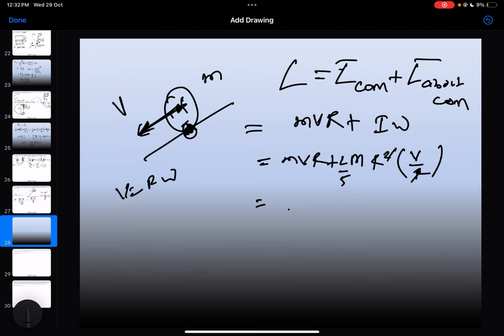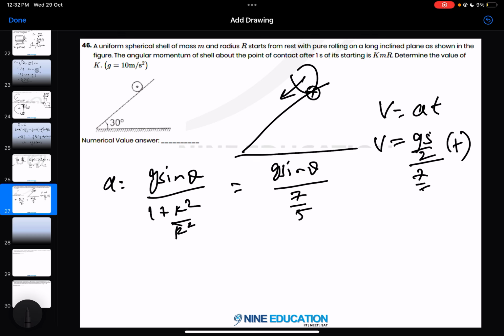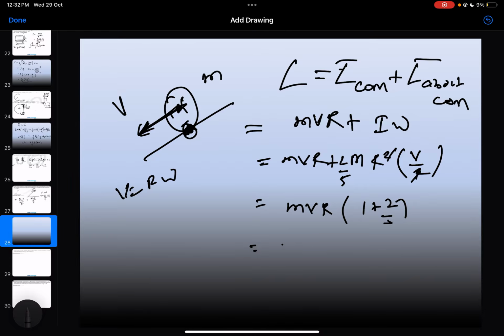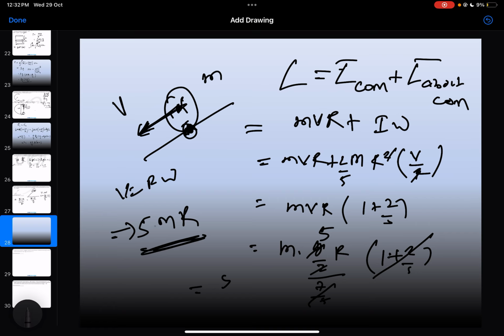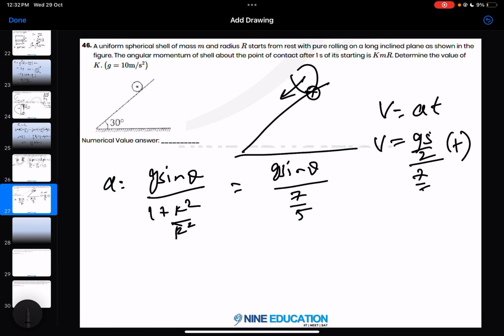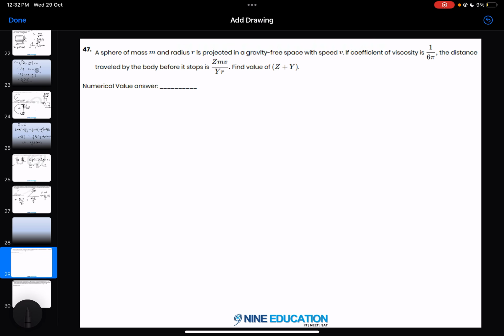So basically you will get mvr into 1 plus 2 by 5. And what is the value of v? The value of v will be g by 2 by 1 plus 2 by 5, 7 by 5. This and this cancel, and g by 2 is 5. So the value of angular momentum is 5 mr. With this, okay, numerical in terms of mr, the answer will be 5.